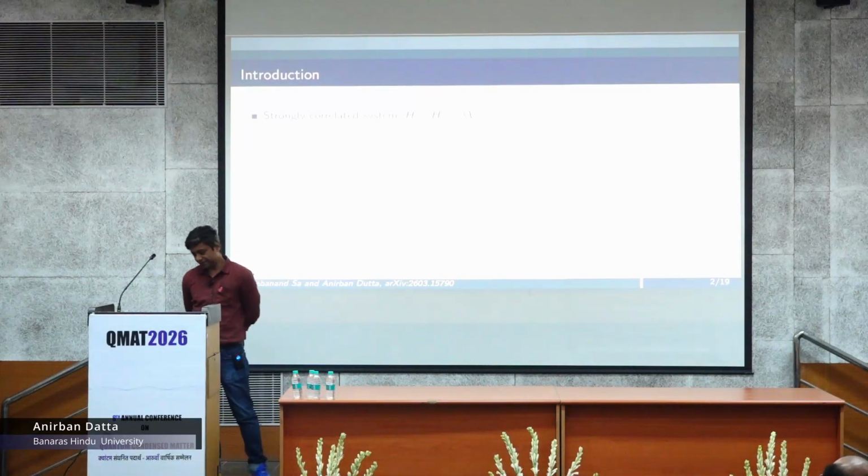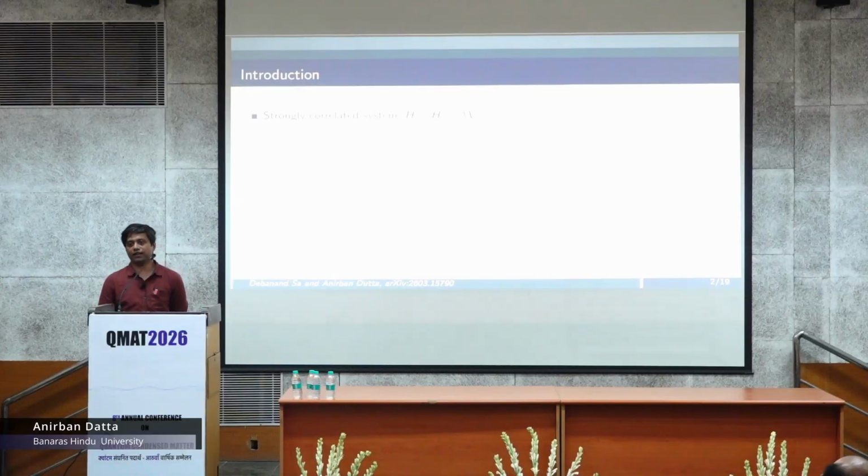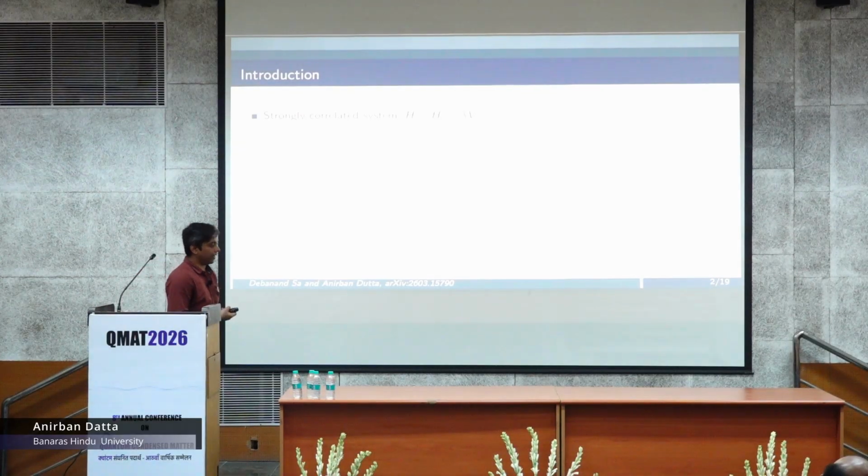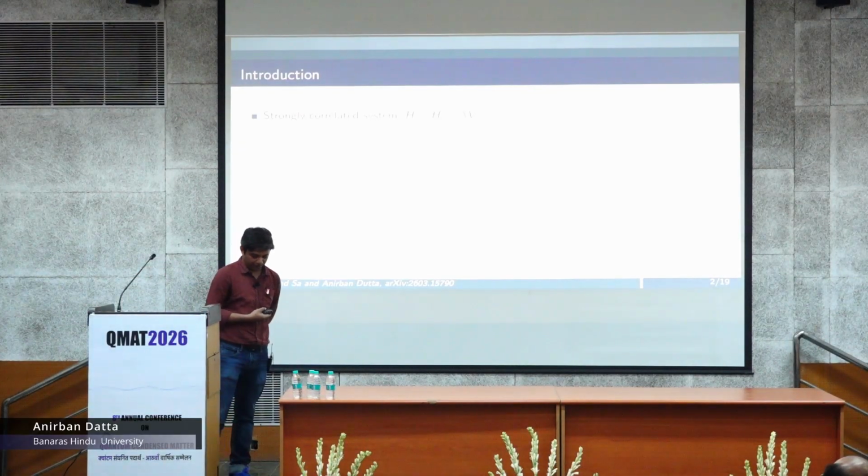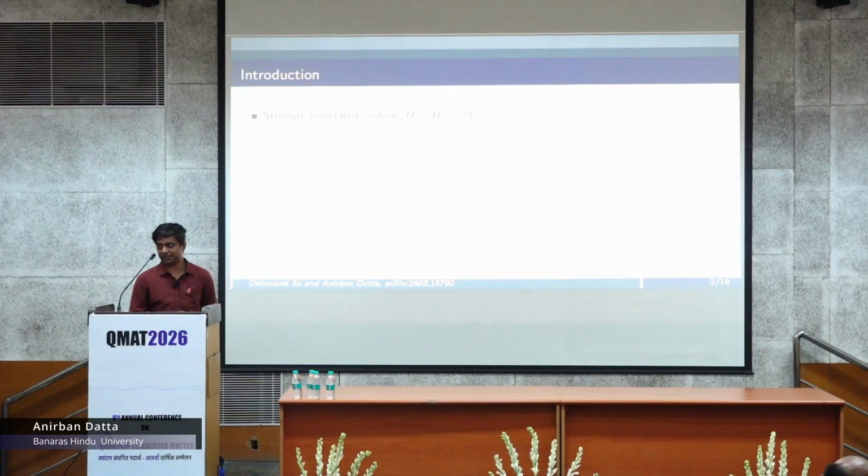So we have developed a semi-analytical framework formulated in the canonical fermion language, and this formalism can be applied to strongly correlated systems.